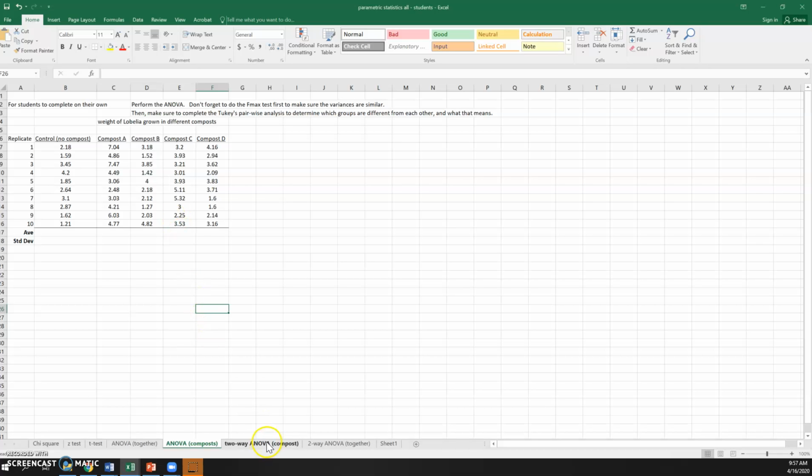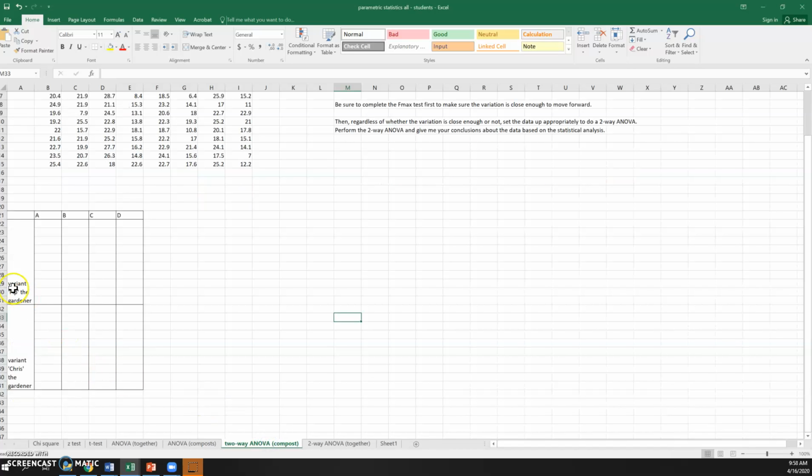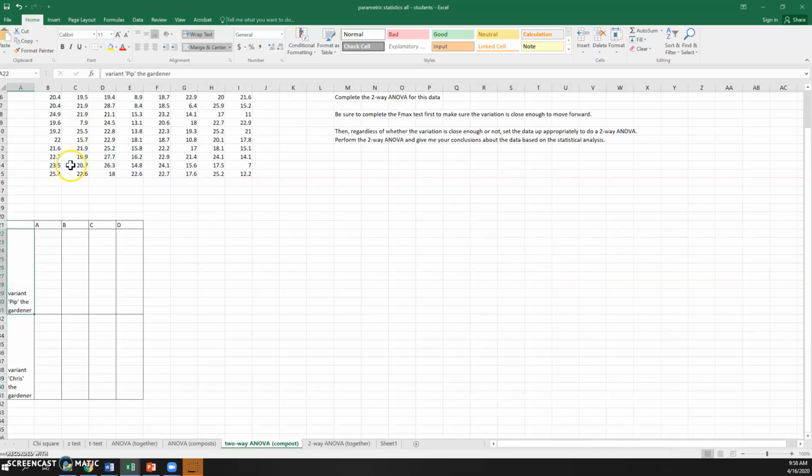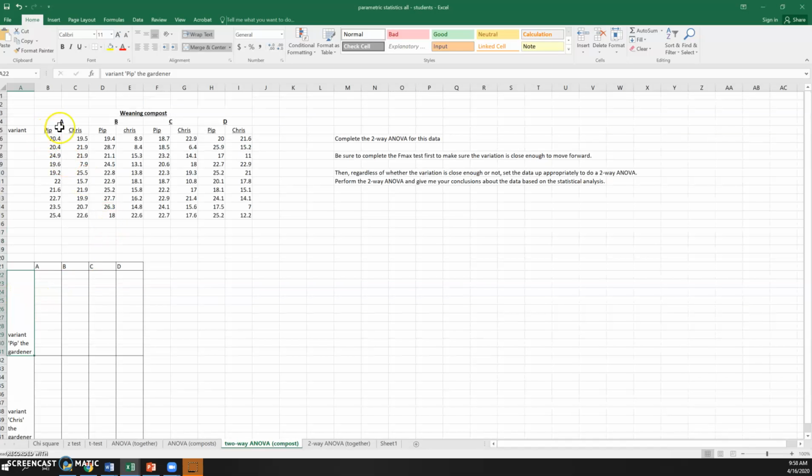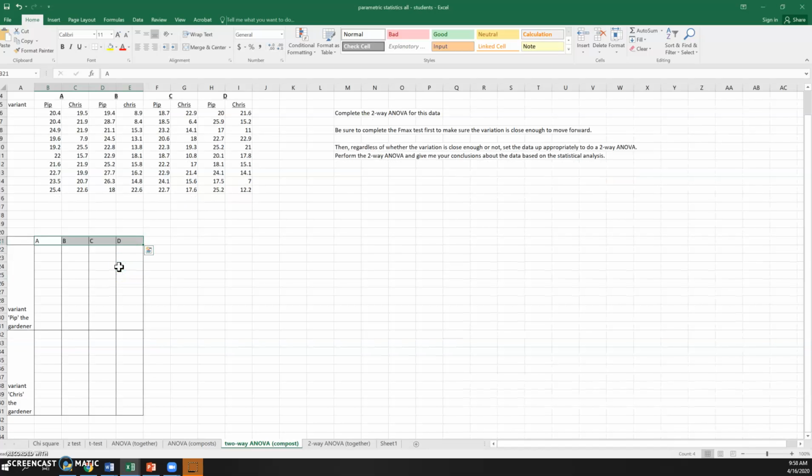Right? All right, last thing, the two-way ANOVA with compost. This was something that I accidentally labeled, and I labeled them as heights. Heights is what's being measured, but the second variable is the gardener. All right, so one variable for our two-way ANOVA is the type of compost. The other variable is whether the gardener was Pip or Chris. So what you're really looking at is variable 1, did the compost make any difference? Did it matter which compost you used? Did any compost help? Variable 2, does it matter which gardener is doing the gardening?